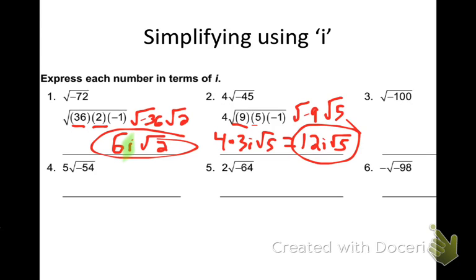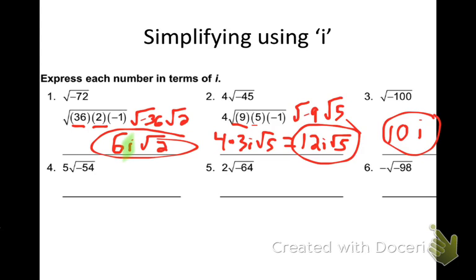Number 3, square root of negative 100. This one's a little bit easier. What's the square root of 100? 10. So what's the square root of negative 100? 10i. Nice job, sir. 10i.